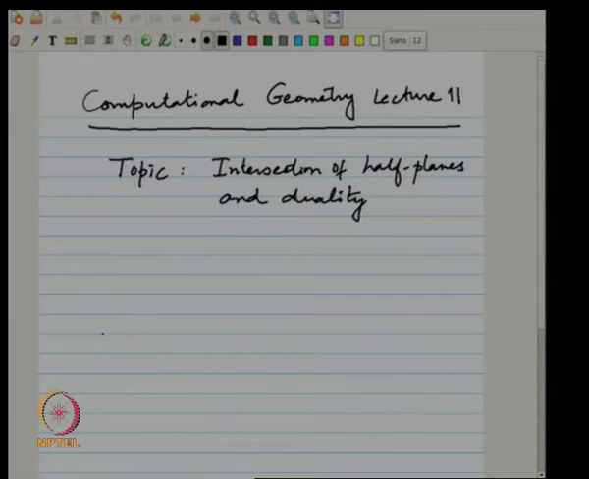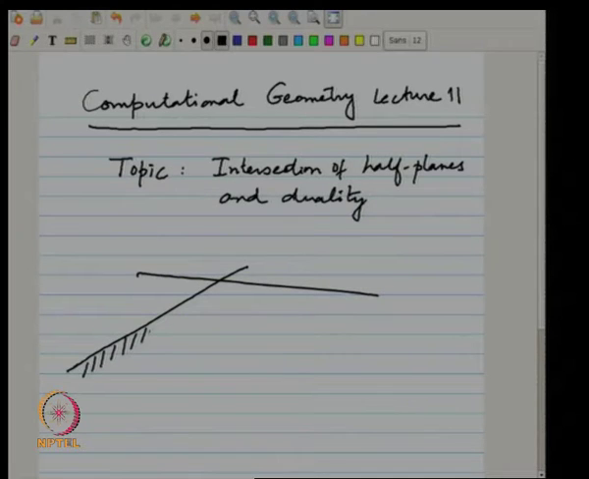What does a half plane look like? It is basically bounded by a line, and one side of the line is the half plane that we will be pertaining to. I will just shade this, indicating that this is the side of the half plane that I am interested in. That is the half plane I am talking about. The line divides the plane into two half planes. So the shaded side is the one that I am pertaining to. So this is one half plane, that is another half plane.